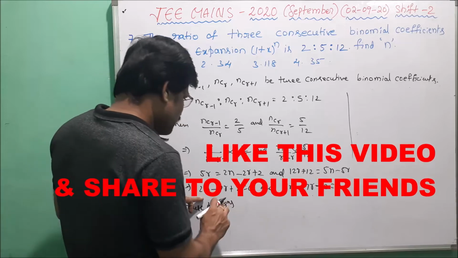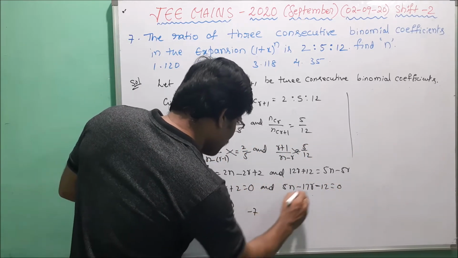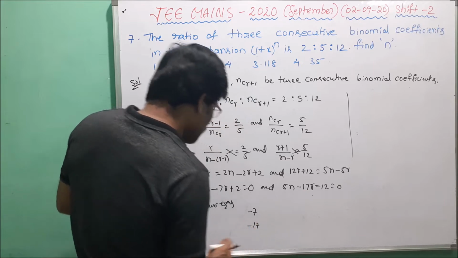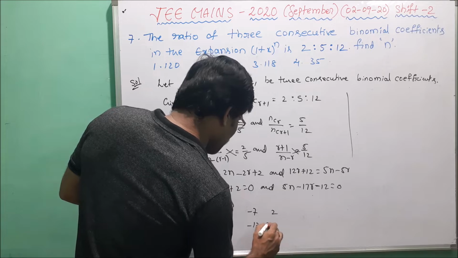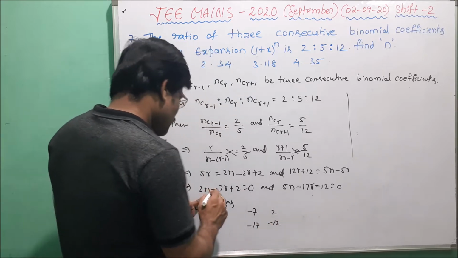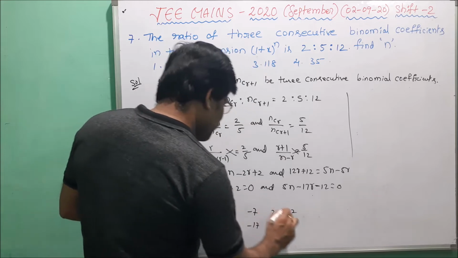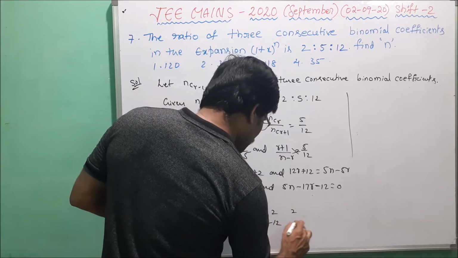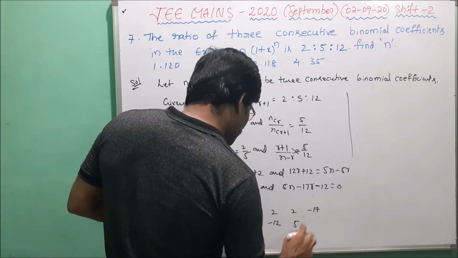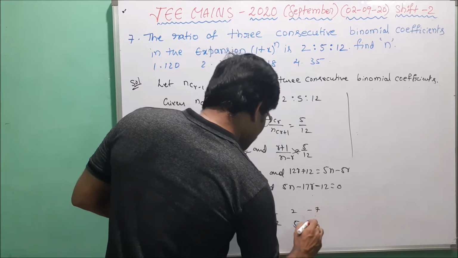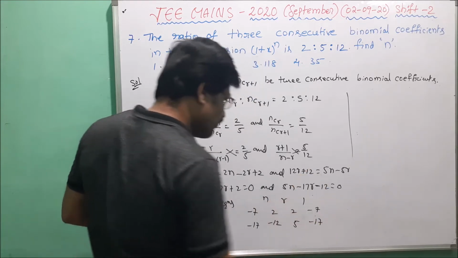here we take the coefficients of r. In the first equation minus 7, in this minus 17. Next we take constants. In this 2, in the second equation minus 12. Next we take coefficients of n. In the first equation 2, in the second equation 5. Again we take r coefficients, minus 7, minus 17. So this is n, this is r, this is 1.